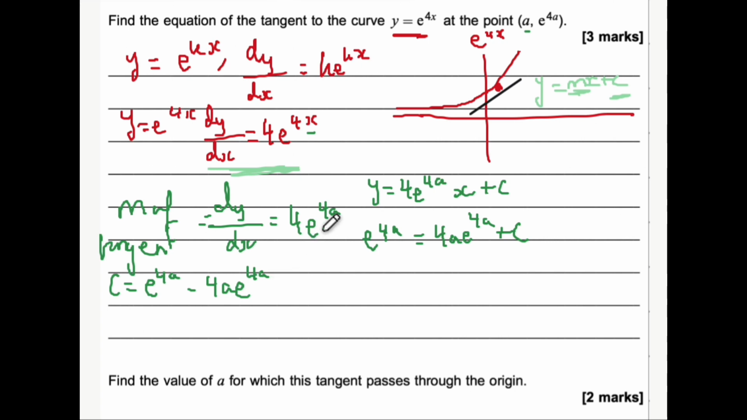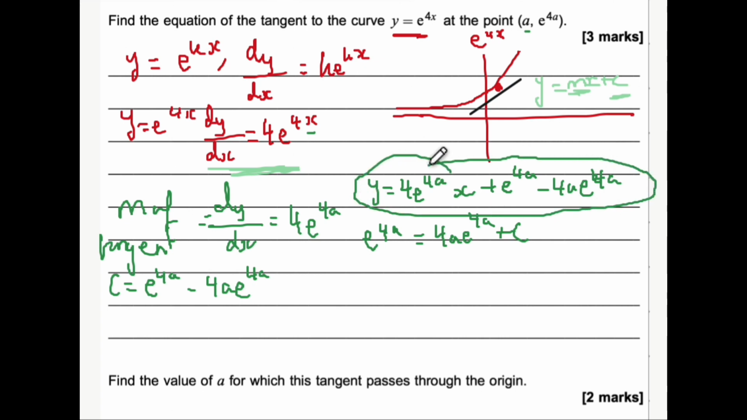Now we can write a whole equation for the tangent, which I'm going to do. I'm just going to rub out the plus c that I wrote beforehand, just to make things simpler. And then we can replace that plus c with what we just found. So e to the 4a minus 4a e to the 4a. That's as far as we can go for now, so I'm just going to leave it there. Quite a messy answer, but we can't really simplify anything yet. We can't add any terms together.